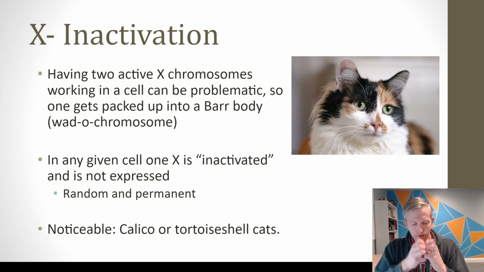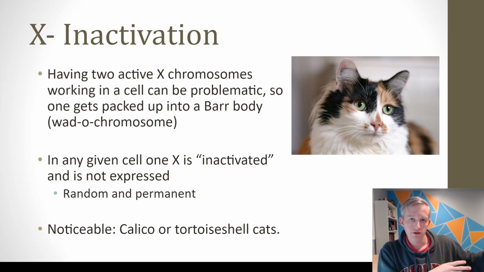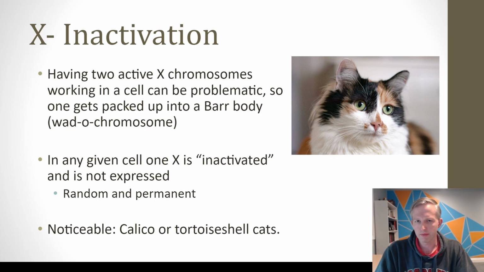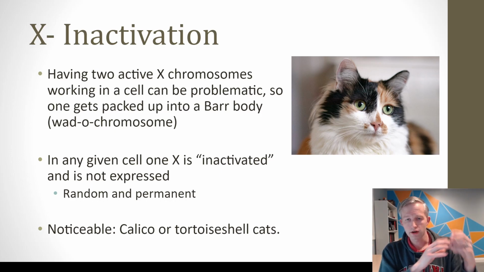It kind of gets crumpled up into something called a bar body, which I like to think of as a wad of chromosomes. It just gets packaged up, pushed to the side, and it's not going to do anything. That's no big deal because there's two X chromosomes, so who cares? We crumple one up, we put it to the side. This will happen on a cell-by-cell basis, and it's a permanent thing. Once one is chosen, and that can be random, there may be influencing factors. I don't know enough about that to really speak to it, but think of it as basically: we picked this one for this cell, and here it goes.